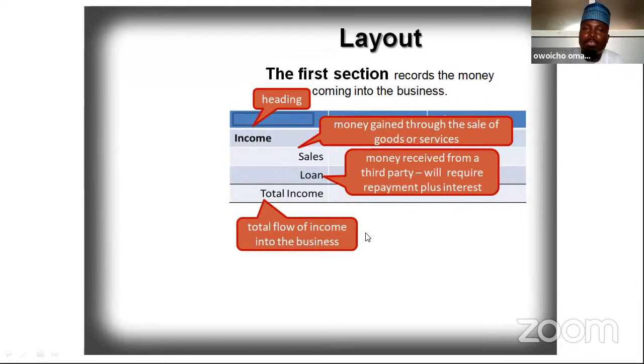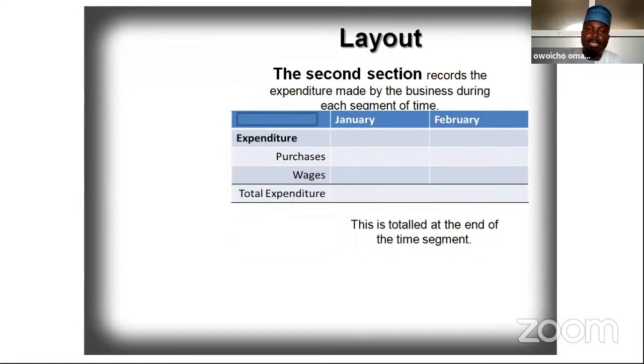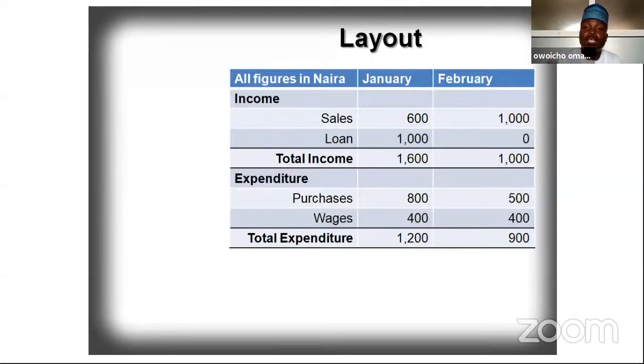Then the next section, similar to this first layout, we have the expenditure side. It will follow the same format. Your purchases, your wages, your rent, your medical bills, and all of that. You write them as they appear or as they occur in that period, that is either January or February.